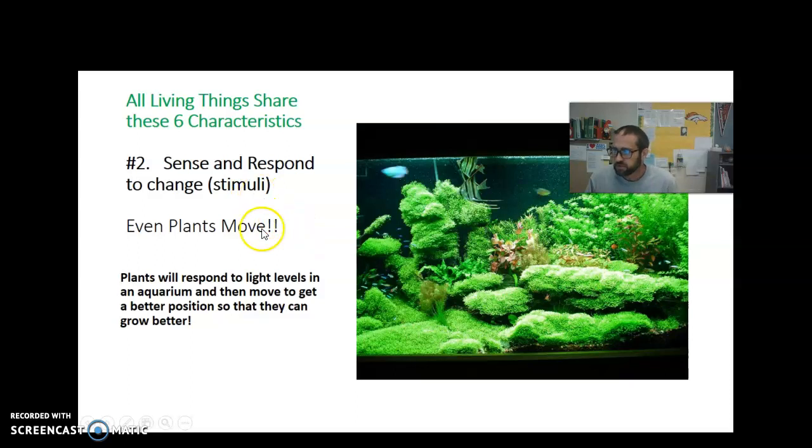Number 2, we're still on number 2. We had some questions in class about this. So even things like plants, yeah, they'll respond to light. So in this aquarium, plants will move around to get a better shot at getting more light. Happened with me with my own tomato plants at home. They were competing with each other and growing in 90-degree angles to get to the window.